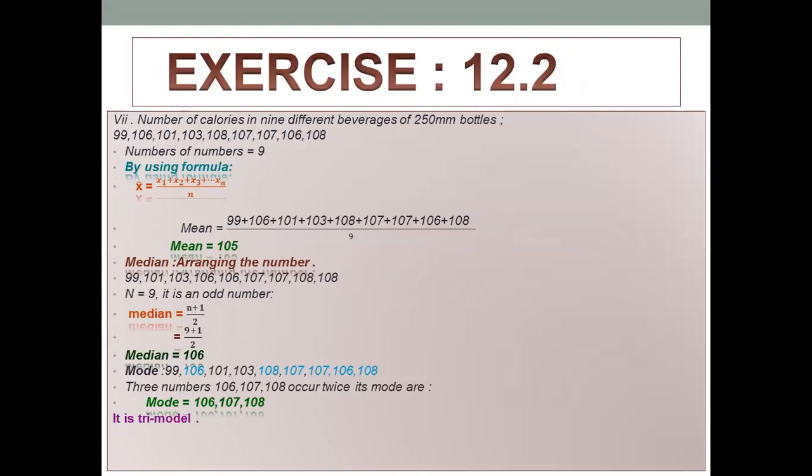Part 7, numbers are given. We apply here the formula for the arithmetic mean. You add up all the numbers and you divide it by the number of observations. The number of observations here is 9, and the mean is 105.